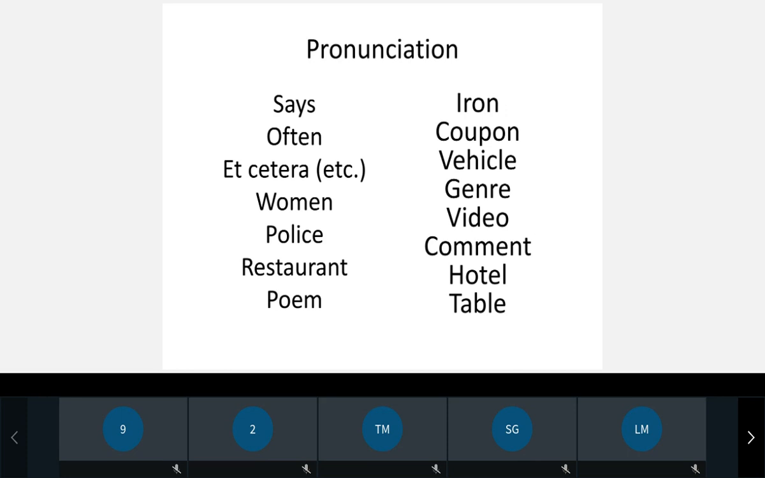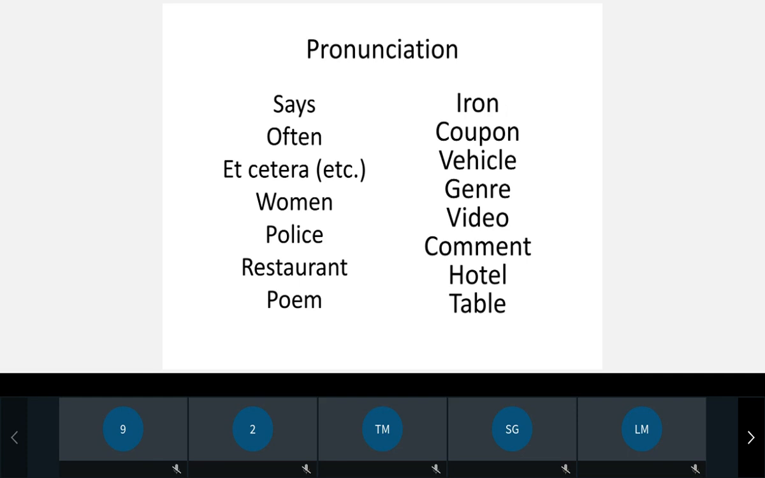The next one is coupon. Many of you must have heard your friends saying it wrongly. Again, wrong. It's coupon. The next one, again my favorite, vehicle. This is not vehicle, it's vehicle. Keep this in your mind.